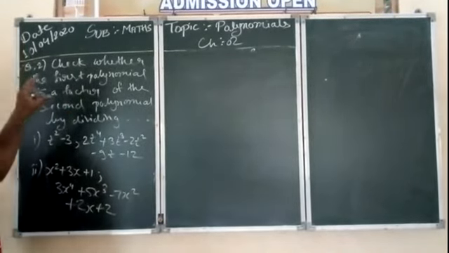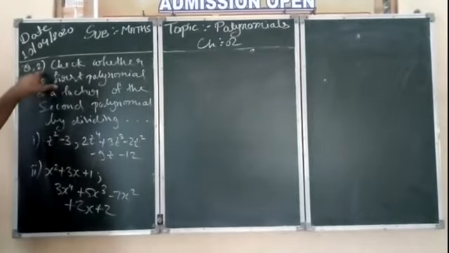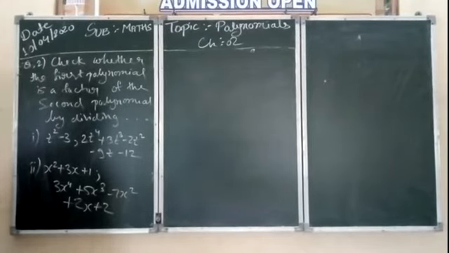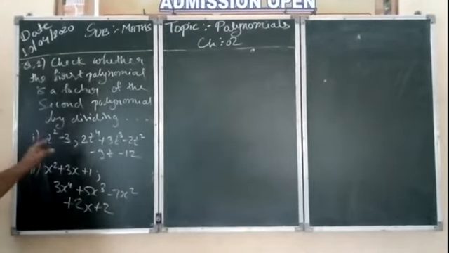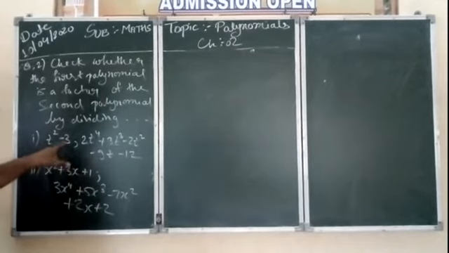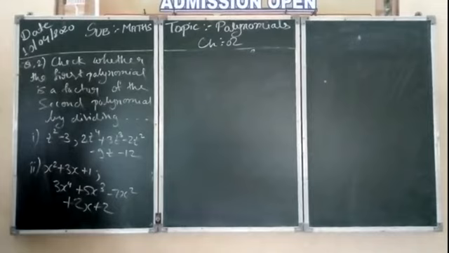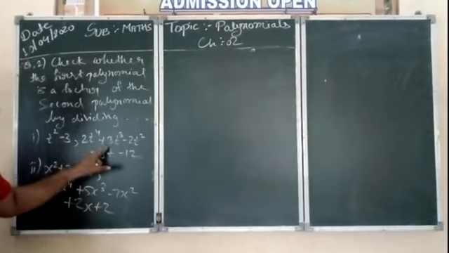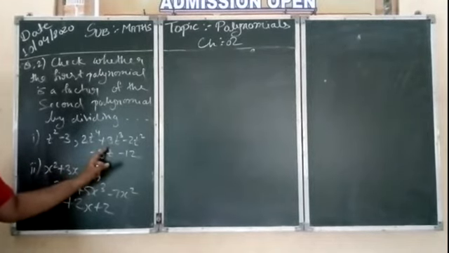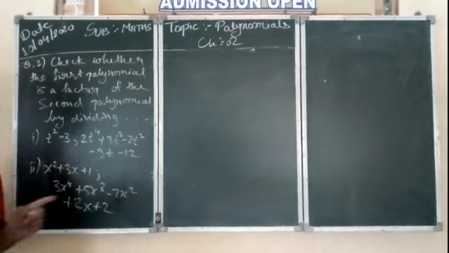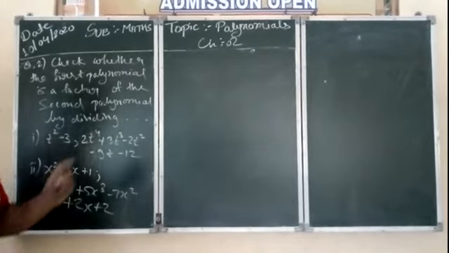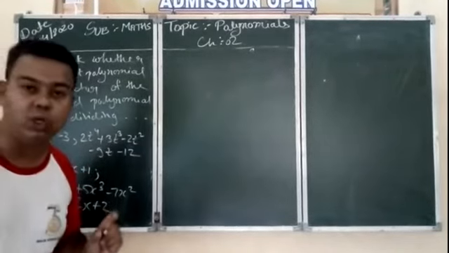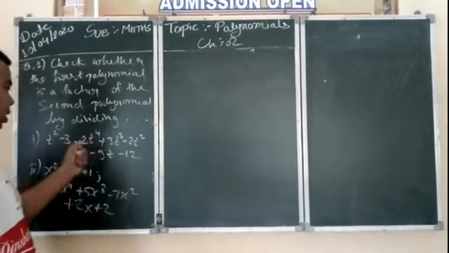So dear students, question number 2 of exercise 2.3: check whether the first polynomial is a factor of the second polynomial by dividing. This means we check whether the first polynomial is a factor of the second by dividing. We consider one polynomial p of x and the other g of x. If we divide and the remainder is 0, then it is a factor, otherwise not.